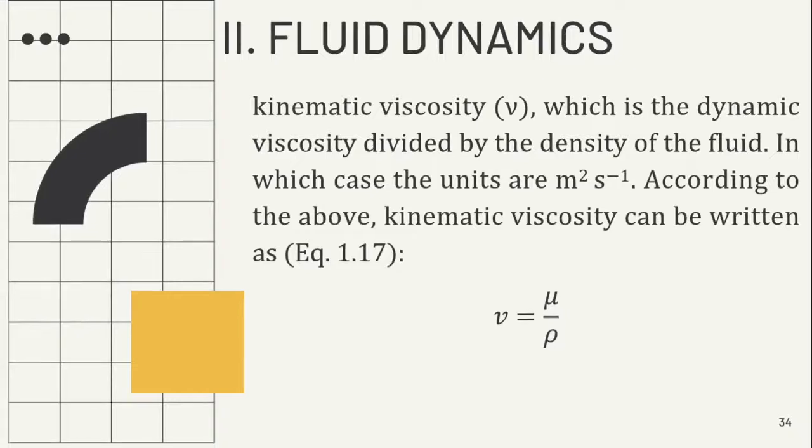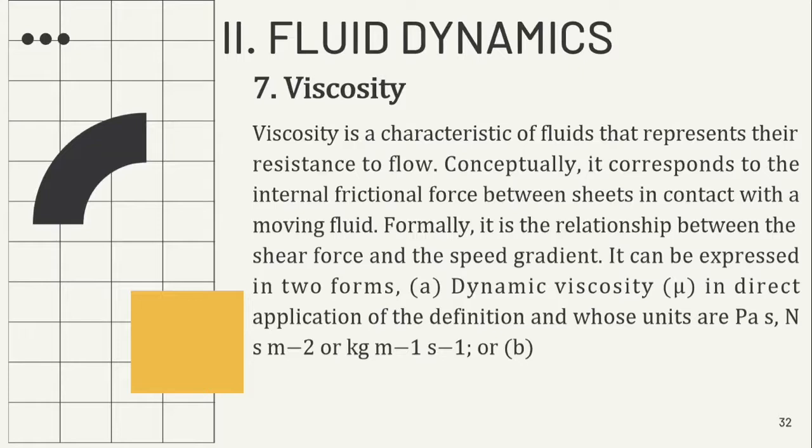Number 7. Viscosity. Viscosity is a characteristic of fluids that represents their resistance to flow. Conceptually, it corresponds to the internal friction force between sheets in contact within a moving fluid. Formally, it is the relationship between the shear force and the speed gradient.